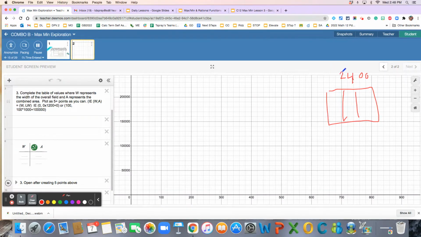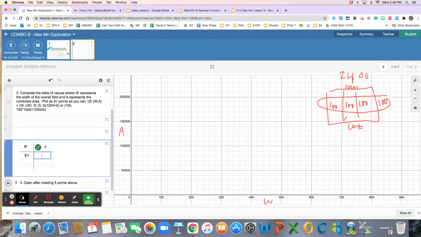So what I'm going to do is approximate the different possibilities of what the fences could be. Just as a start, I'm going to start off with 100. So if that's 100, all these lengths would be 100. So I have a total of 400 of fencing this way. That would mean I'd have 2,000 left over, which would mean this would be 1,000 here. And I'm going to graph this with width on the bottom and area going up. I'm going to plot my first coordinate here at 100 and 100,000, since 100 times 1,000 is 100,000. Okay, so there's my first coordinate.